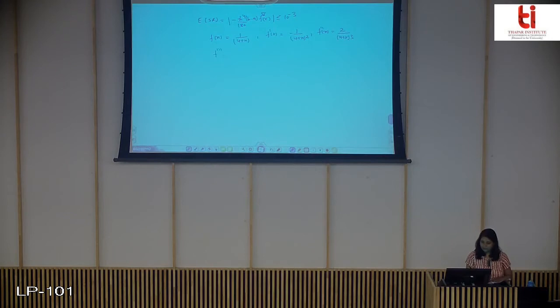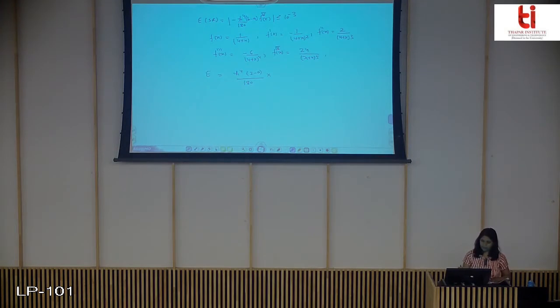Third derivative: minus 6 upon x plus 4 raised to power 4. Fourth derivative: 24 upon x plus 4 raised to power 5. Okay, so what is the error term? We'll take the absolute value, so it will be h to the power 4 times 2 minus 0 upon 180 times the maximum value of f4.